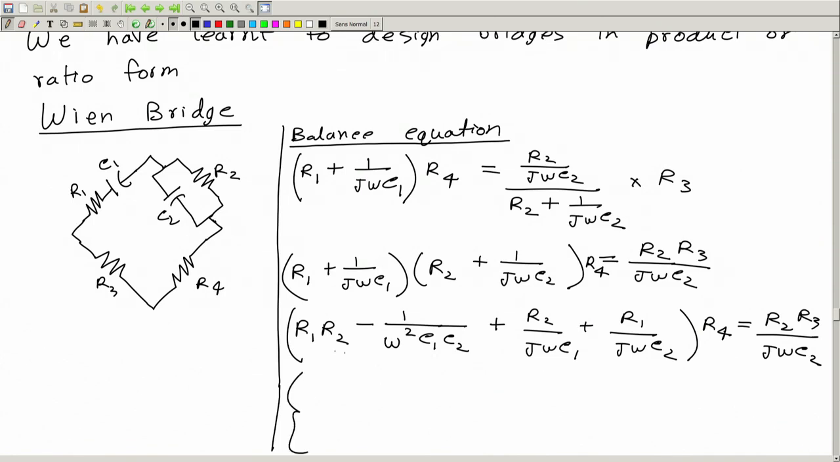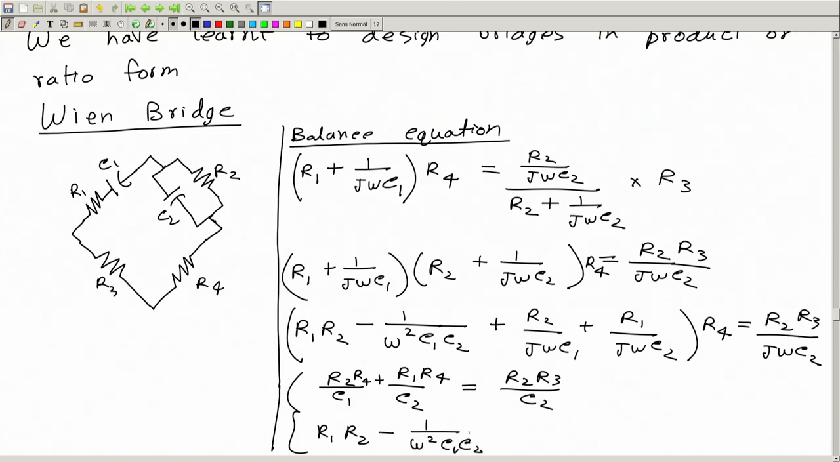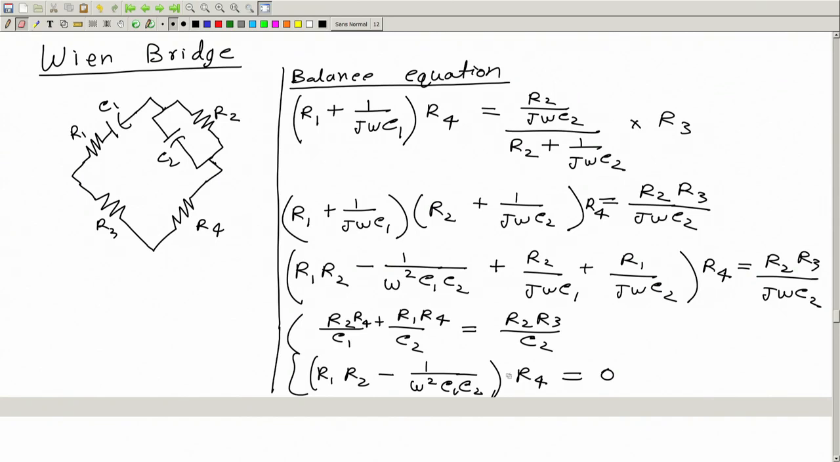Condition 1, so if I equate the imaginary part first. Okay. So, the imaginary part here is R2 by C1 plus R1 by C2, okay, whole multiplied by R4. This j omega and this j omega will cancel. This will be equal to R2 R3 by C2. Okay. And then from the real part, the left hand side is R1 R2 minus 1 over omega square C1 C2 whole multiplied by R4. Right hand side the real part is 0. Okay. So, R4 cannot be 0, resistance cannot be 0. So, this has to be the condition therefore.